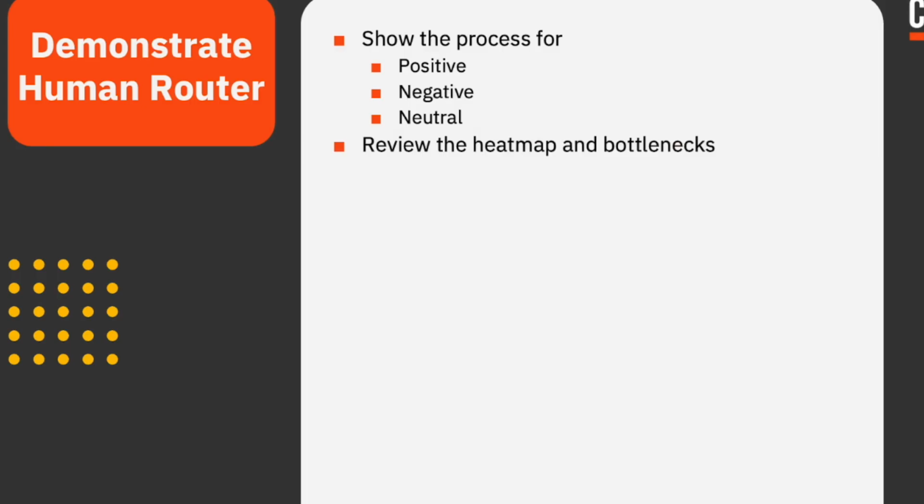So we're going to show and demonstrate what it's like to use a human router. In this case, I'll show you a process for a positive, a negative, and or a neutral comment coming in. And then I want to look at something in Camunda that's called a heat map. So we can see, is this human router an issue? Could it be causing us to slow down our processes? And how might we improve that by implementing or automating a step? So let's jump into that.